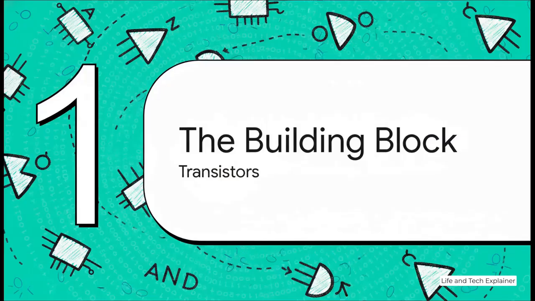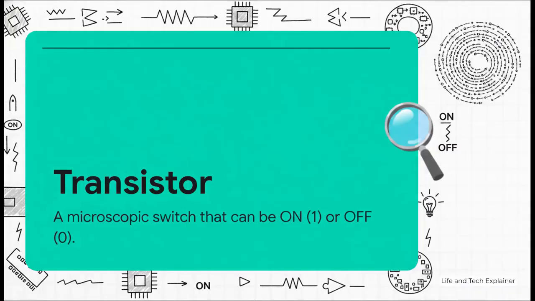Section 1. The fundamental building block. Okay, let's dive into this. To understand the incredibly complex stuff, we have to start with the wonderfully simple. Everything your computer does, like every rendering of a high-def video, every massive spreadsheet, every AI prompt, it all boils down to a single concept, the transistor.